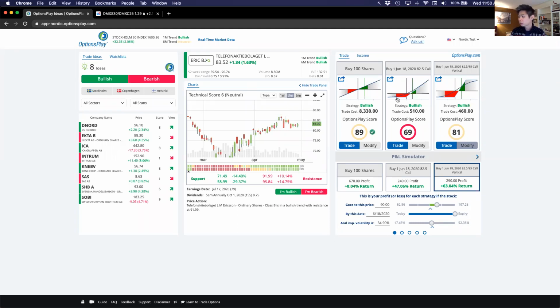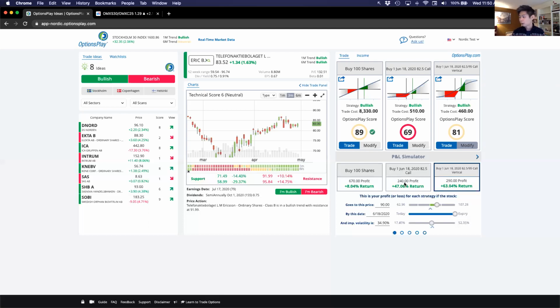So if you think the stock's going to go to 90 crowns, as you can see here, you're looking at a 47% return, which is not a bad return for the stock to go from 83 to 90, but certainly not super attractive, right? Especially when you're risking 510 crowns to try to make 240 crowns. That's not the best risk reward ratio, risking 510 to make 240.